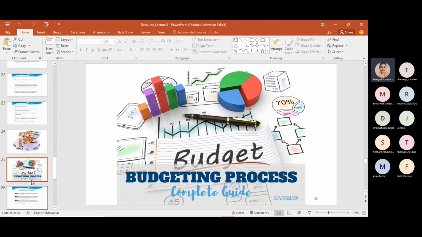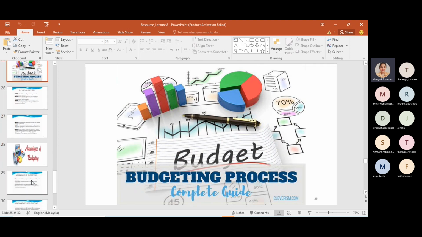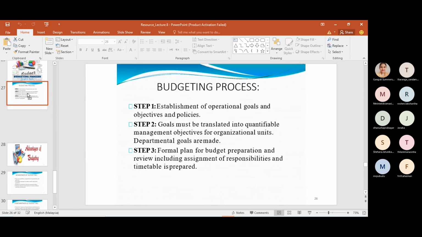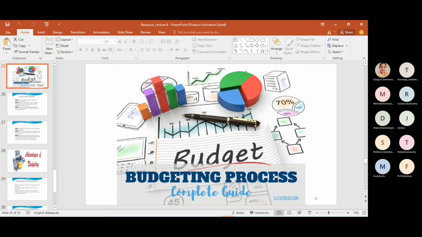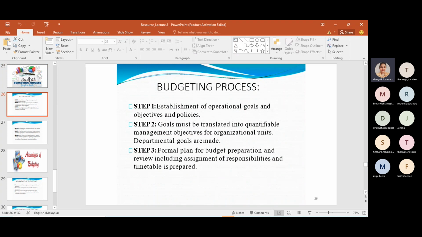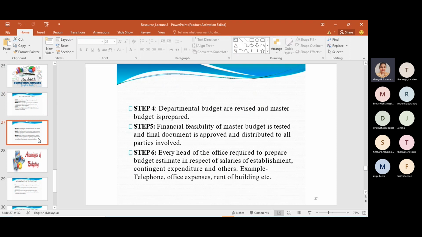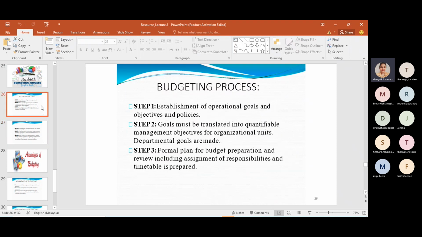So that's about the principles of budget management. Now we can look into the process of making a budget, the budgeting process. There are around 6 main steps that you need to follow when making a budget. Let's see what those steps are. This is the budgeting process, or else the steps that you need to follow when making a budget.